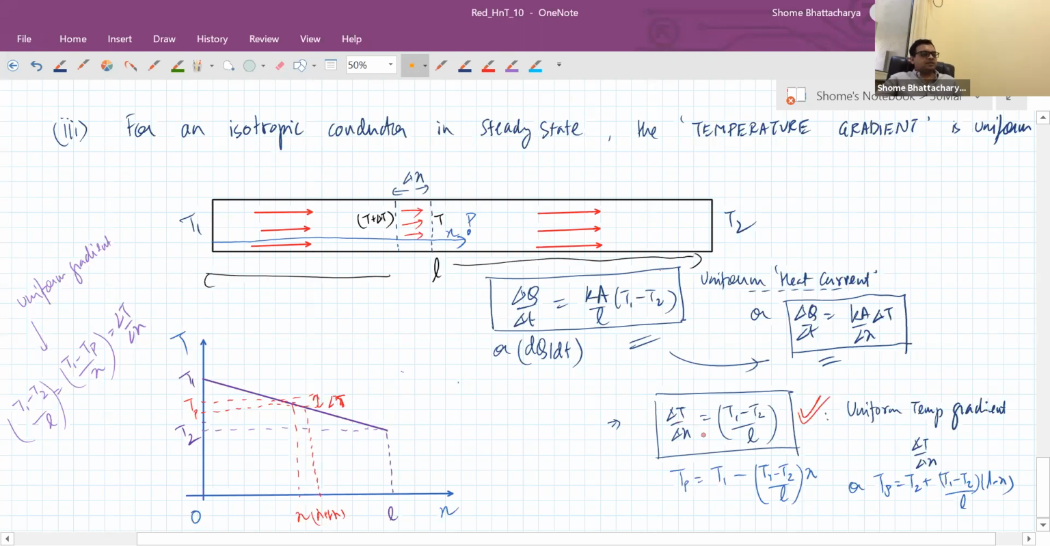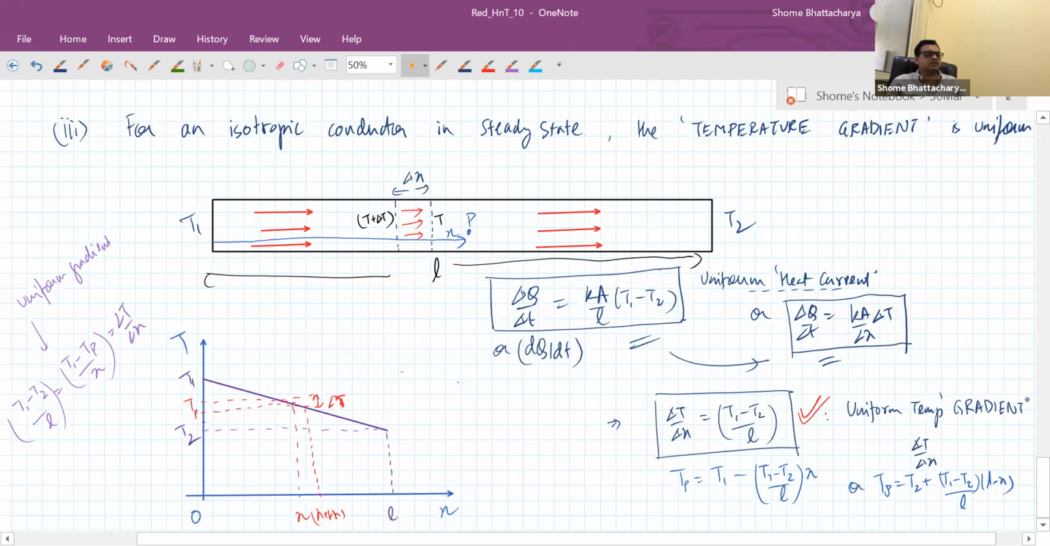So the temperature difference between any 2 points divided by the distance between those 2 points along the axis is what we call the temperature gradient. Remember, we discussed gradient before also in mechanics. Gradient is rate of change with respect to position. So here we are talking about temperature gradient.